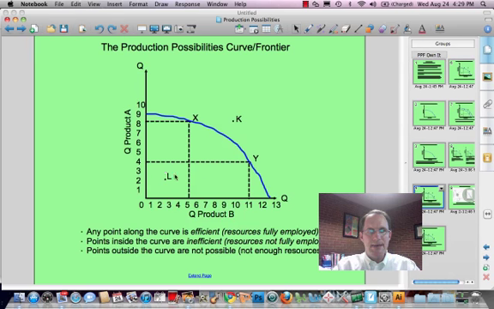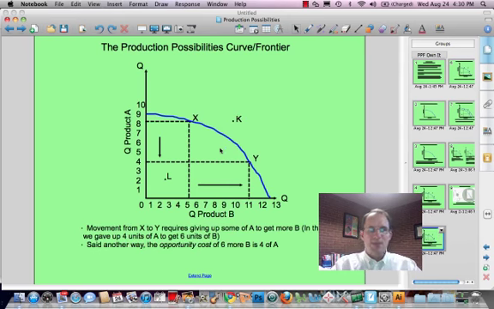First, point L is a representation of an inefficient point of production. Not all of the resources in the economy are being fully utilized here or fully employed. Point K, on the other hand, is one that actually isn't possible because there aren't enough resources to produce that much of A and that much of B. So this is simply a point that isn't possible to be produced. Let's look at what happens when we change the amount of production from X to Y. So the amount that's produced in A and the amount that's produced in B.